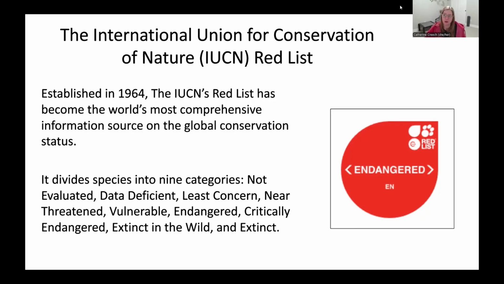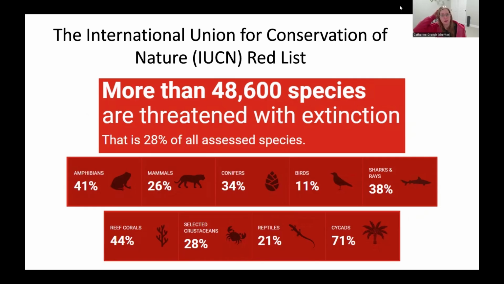Where are we at right now with the Red List? Take a moment and check these numbers out. 28% of all species that we've looked at are threatened with extinction. So that's more than a quarter.